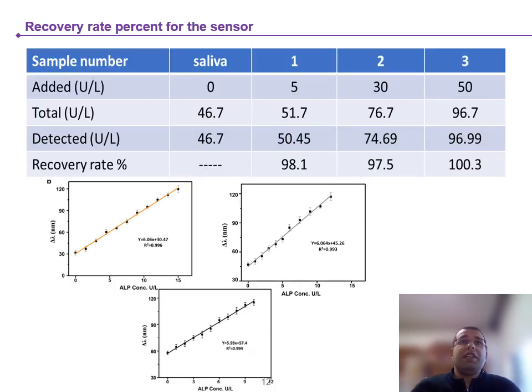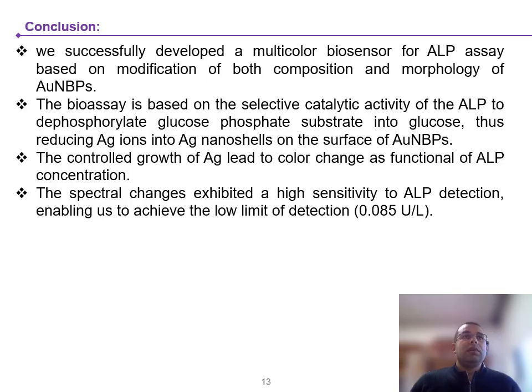Also, we calculated the recovery rate percent for the sensor by collecting saliva from a volunteer and calculating the concentration of ALB inside it by the standard addition method. It was 46.7, and then we added standard concentrations of ALB to it, 5, 30, 50, and then detected the concentration by using the standard addition method and calculated the recovery rate for it, and our recovery rate is around 98.5. And this is our conclusion.